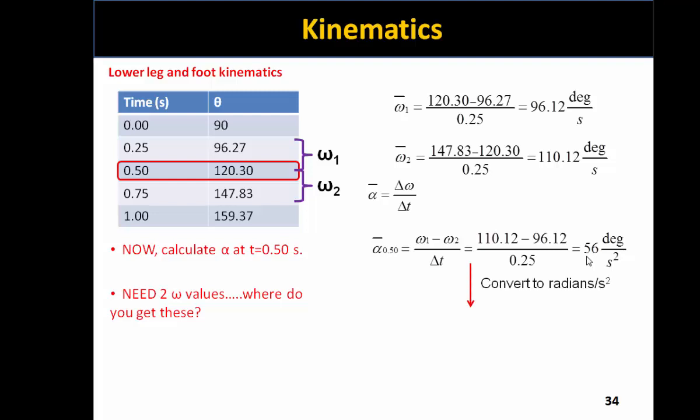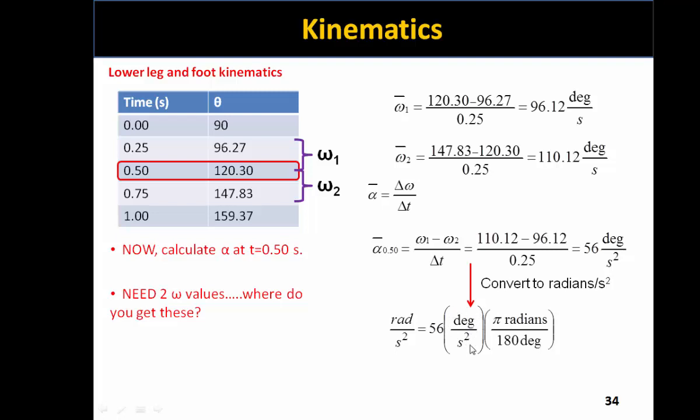As we did with angular velocity, we have to convert our angular acceleration values into radians per second squared. And so we use the same chain link conversion method. So we know that what we want on the left-hand side are radians per second squared. What we have on the right-hand side is 56 degrees per second squared. So second squared, we're fine. We don't have to worry about that. We have to worry about the degree unit.